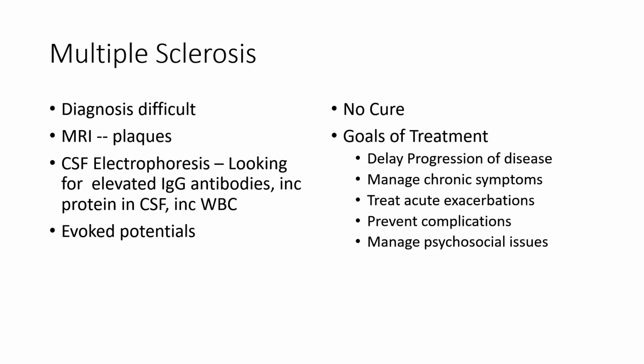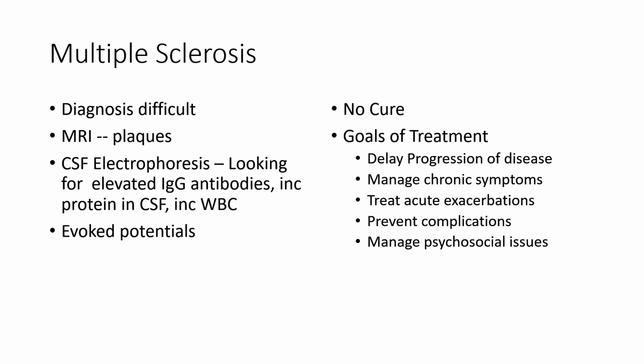Again, I want you to understand that the diagnosis of multiple sclerosis is very difficult because it looks like a lot of different things, as you can see from all those symptoms. The most sensitive test is the MRI, which will show plaques in the brain and spinal cord, and these are actually the areas that are being demyelinated.